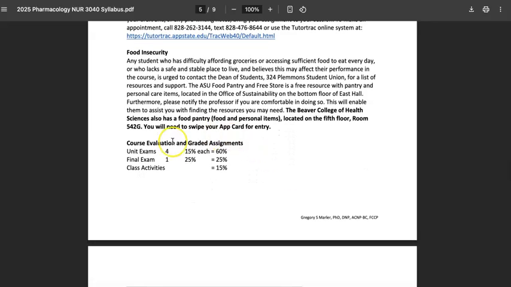So course evaluation, how are we going to evaluate this course? We're going to have 4 exams. Each of them are worth 15% of your grade. We have a final exam that's 25%, and then we have class activities that are worth 15%. Those class activities, 15% is a huge portion of your grade.